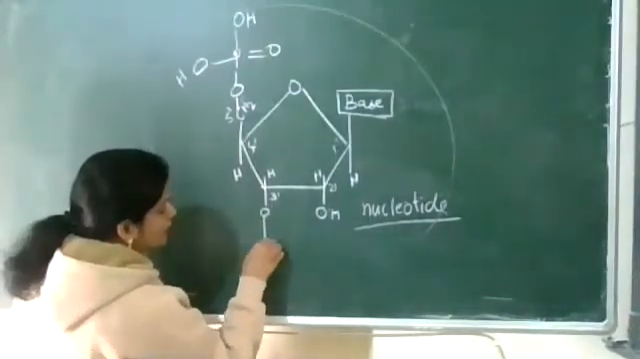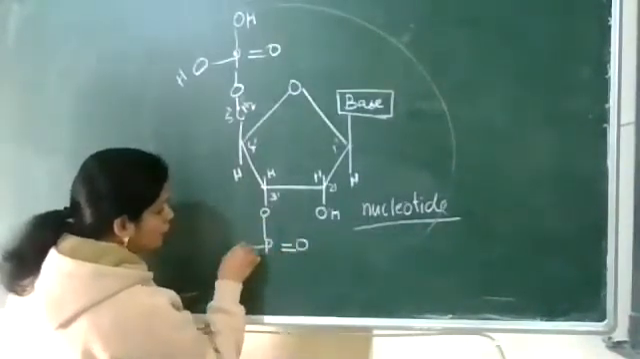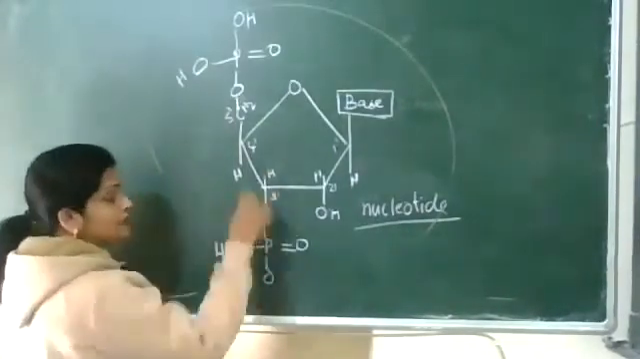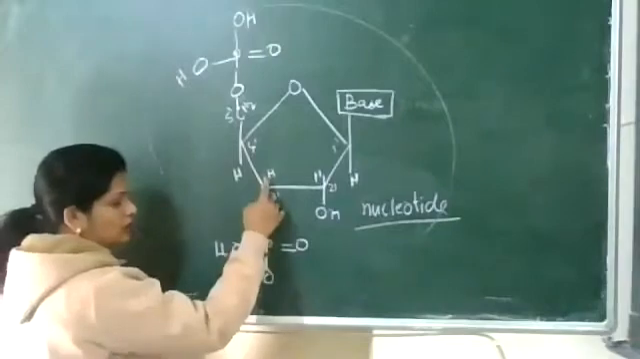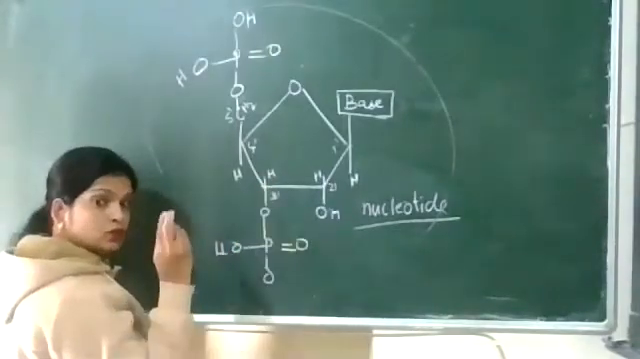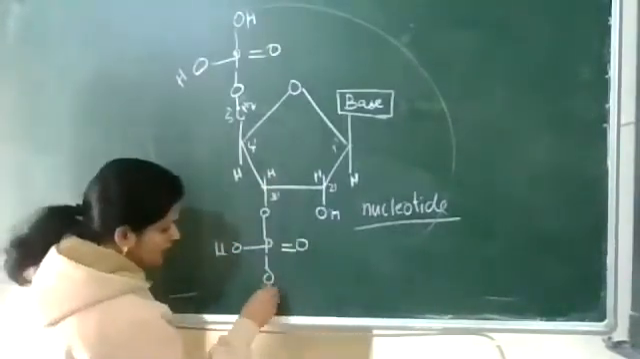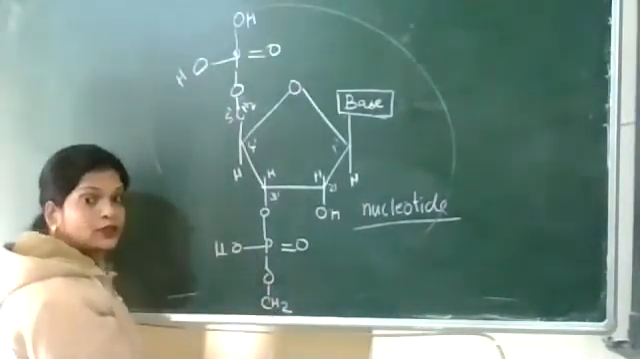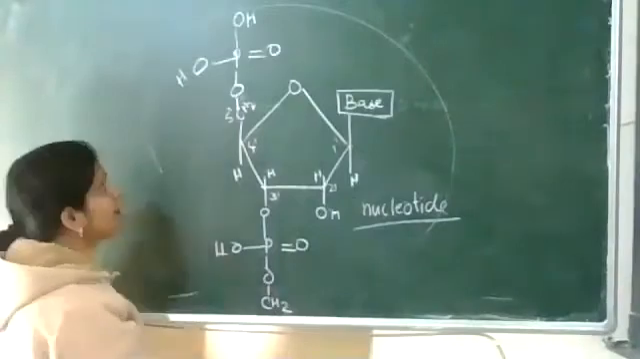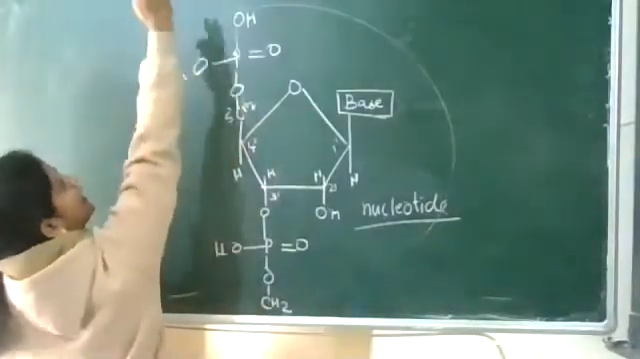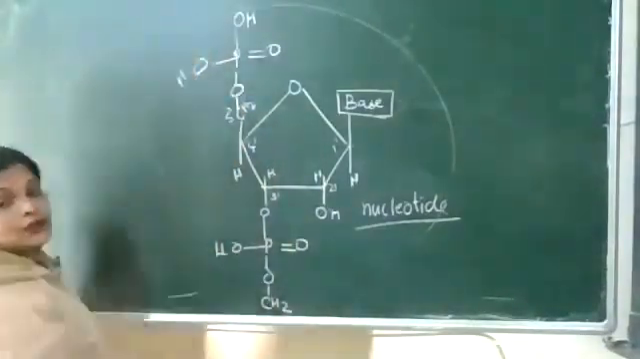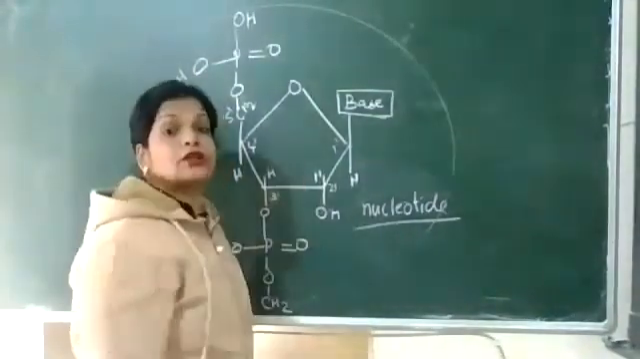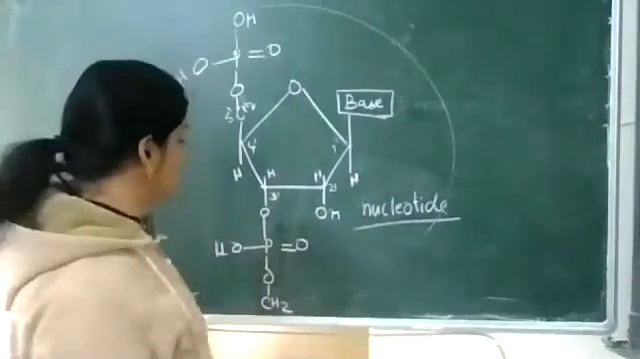So I will show like this: P, double bond O, OH, and here this is phosphodiester. Up and down, 2 esters. So phosphodiester. This is the CH2 of the next nucleotide down. Or you can say this is connected to the 3' of this next nucleotide. So the monomer is nucleotide.